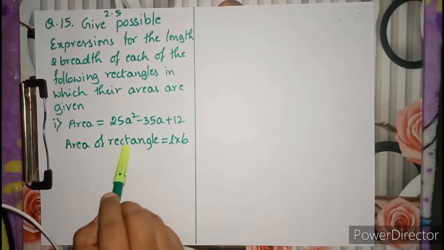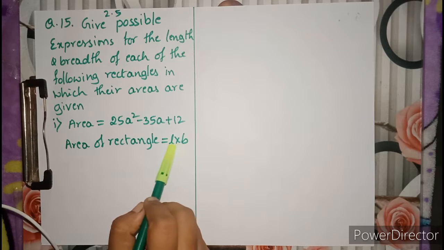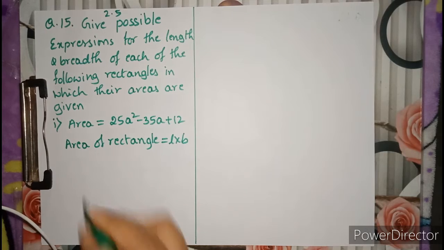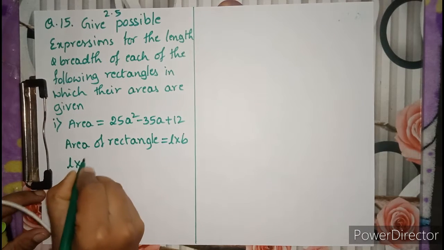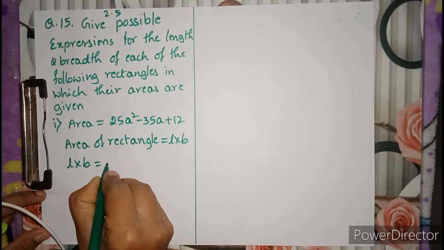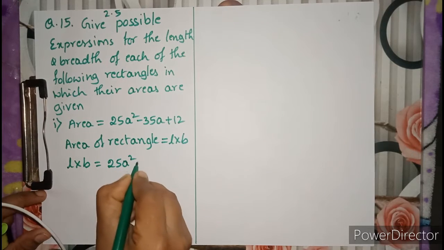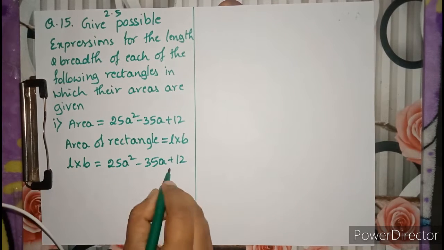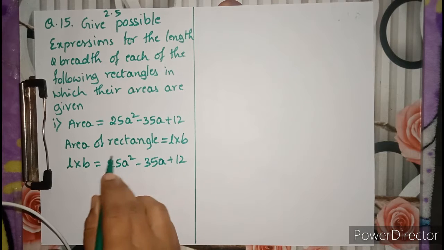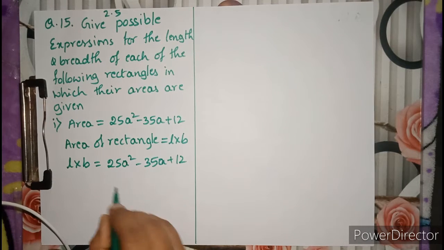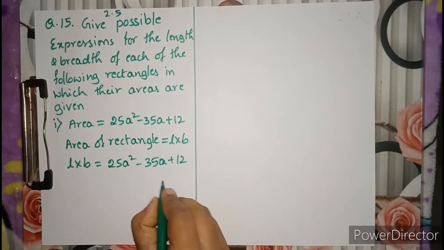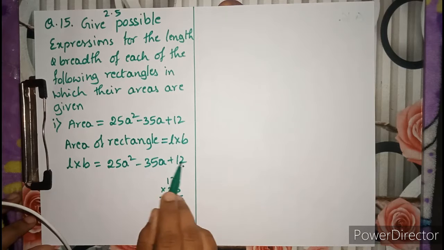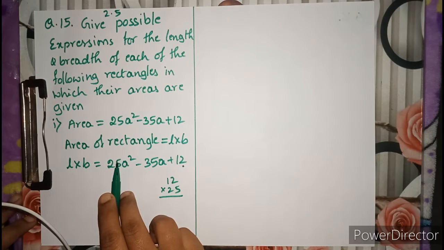We have the area of a rectangle is equal to length into breadth. L into B is the formula for area of a rectangle. So length into breadth is equal to the given area, 25a square minus 35a plus 12. We have to find out the length and breadth, which means the factors of it. Let's start the factorization. First step is we have to multiply the constant and the coefficient of a square.